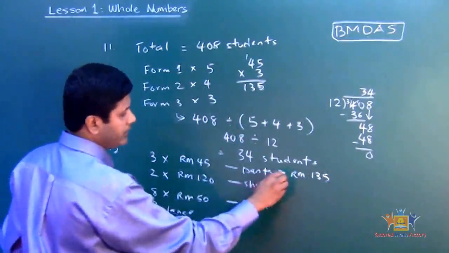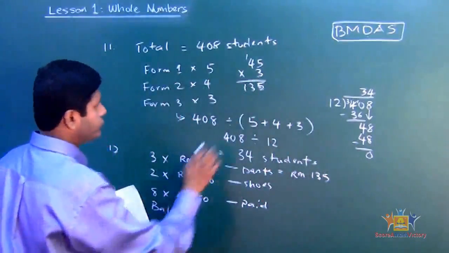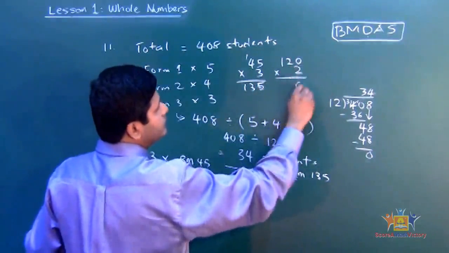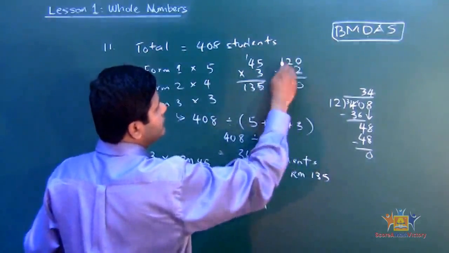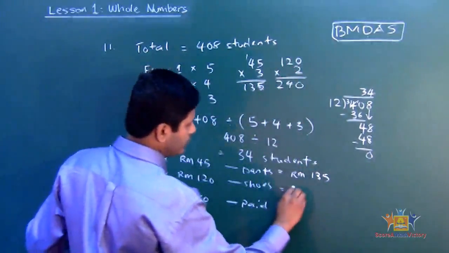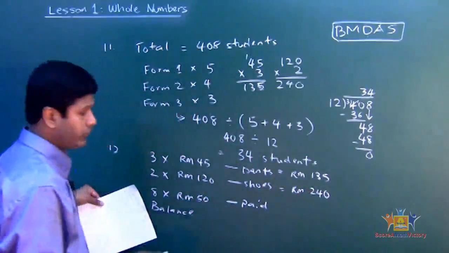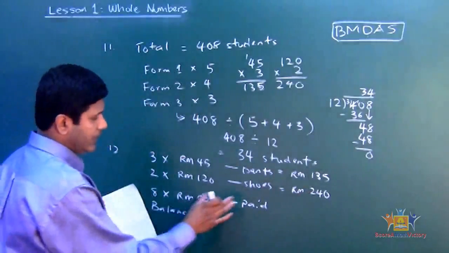All right, and then let's look at the shoes. 120 times 2. 2 times 0 is 0, 2 times 2 is 4, 2 times 1 is 2. So he paid 240 for the shoes.